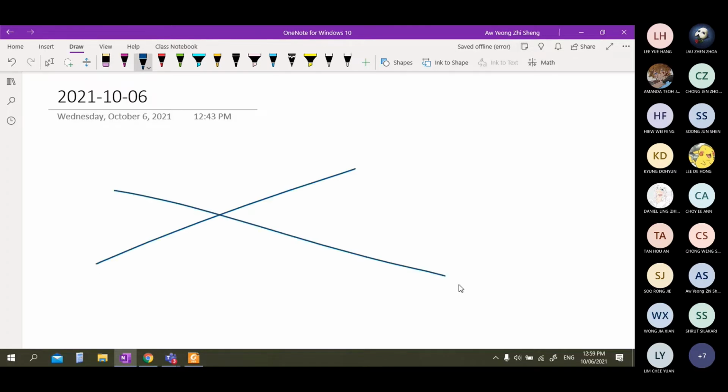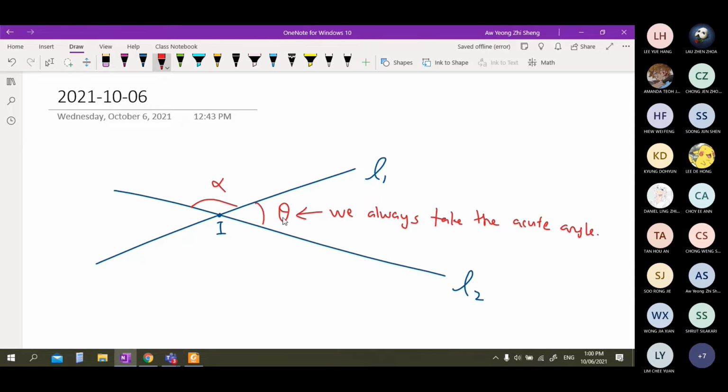When you have an angle between two lines, L1 and L2, if they are intersecting lines, then there are actually two angles that we can find between the two lines. Namely, this bigger alpha here and the smaller theta here. And we always take the smaller one, and we always take the acute one. Take the acute angle.